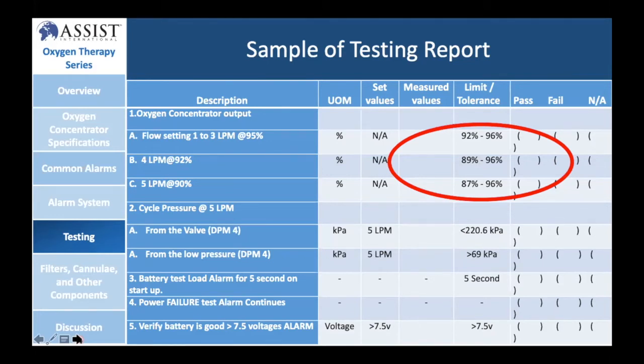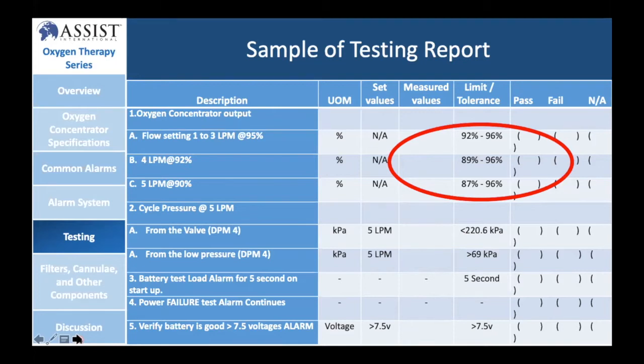And so we train our biomeds to set the flow to 1 to 3 liters per minute and see if the oxygen concentration can be measured at anywhere between 92 to 96% purity. And if that is not achieved, if it's below 92%, we consider that as failing. And then the biomeds will go through a series of steps to make sure that the device gets calibrated.